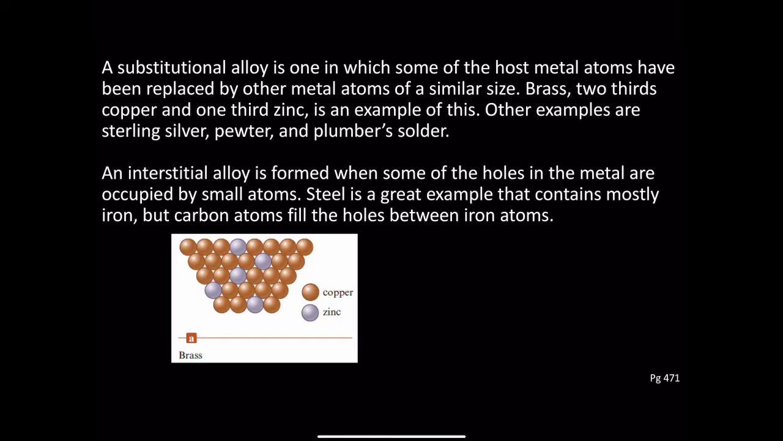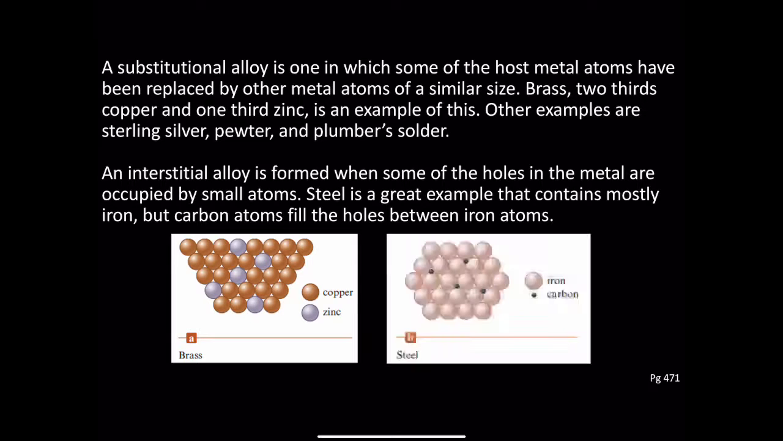Okay, so this right here is a substitutional alloy, where you can see that some of those copper atoms have been replaced by zinc atoms, and that's in brass. And then you see in this interstitial alloy, you actually have little carbon atoms that are filling those holes between the spheres of iron. And those are really, really strong, even stronger than brass. And so you're filling those spaces, which means you're going to generally increase strength.